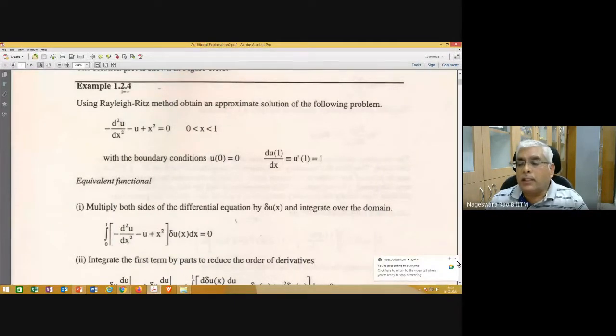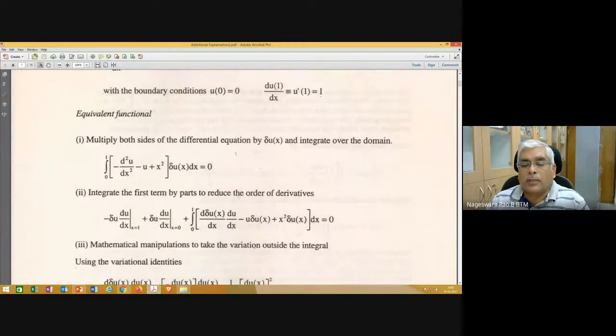You can see here an example is illustrated of how to solve using the variational method or Rayleigh-Ritz method. A boundary value problem is taken. One of the boundary conditions is an essential boundary condition, and the other is a natural boundary condition. How to get the equivalent functional: you can go through all these steps, and at the same time, while going through the steps, try to find if there are some mistakes.